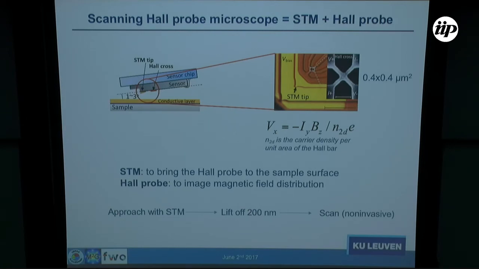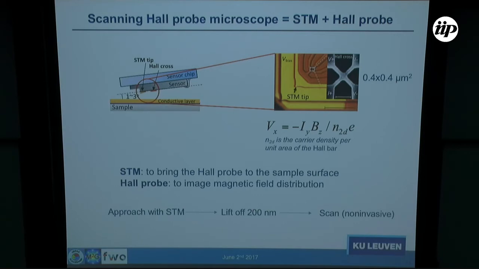But the problem is, in order to have a high spatial resolution, we need to push this Hall cross to close proximity of the sample surface. And to do this, we use the STM tip. So we first approach the Hall sensor to the sample until we reach the tunneling current we set, and then we know that the Hall cross is already very close to the sample surface. Then we lift the Hall sensor about a few hundred nanometers, and then we start to scan. And that's why we call it a non-invasive scanning technique.